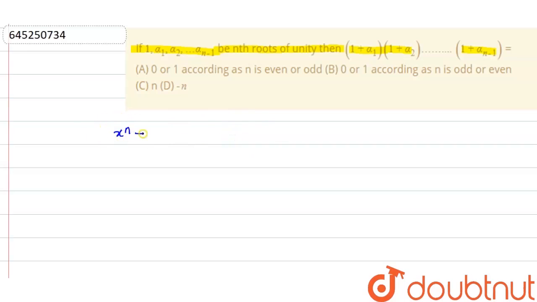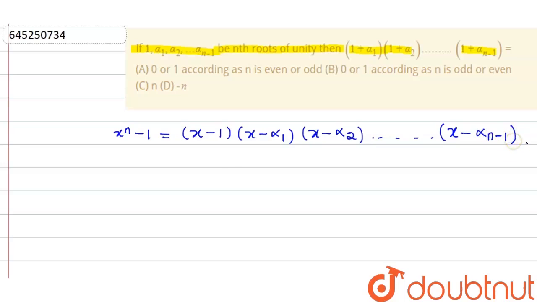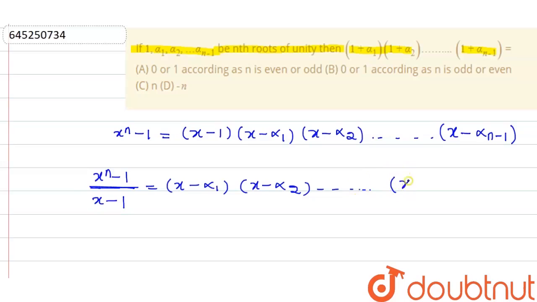x to the power n minus 1 can be written as (x minus 1)(x minus alpha 1)(x minus alpha 2) up to (x minus alpha n minus 1). So I can write (x to the power n minus 1) upon (x minus 1) is equal to (x minus alpha 1)(x minus alpha 2) up to (x minus alpha n minus 1).